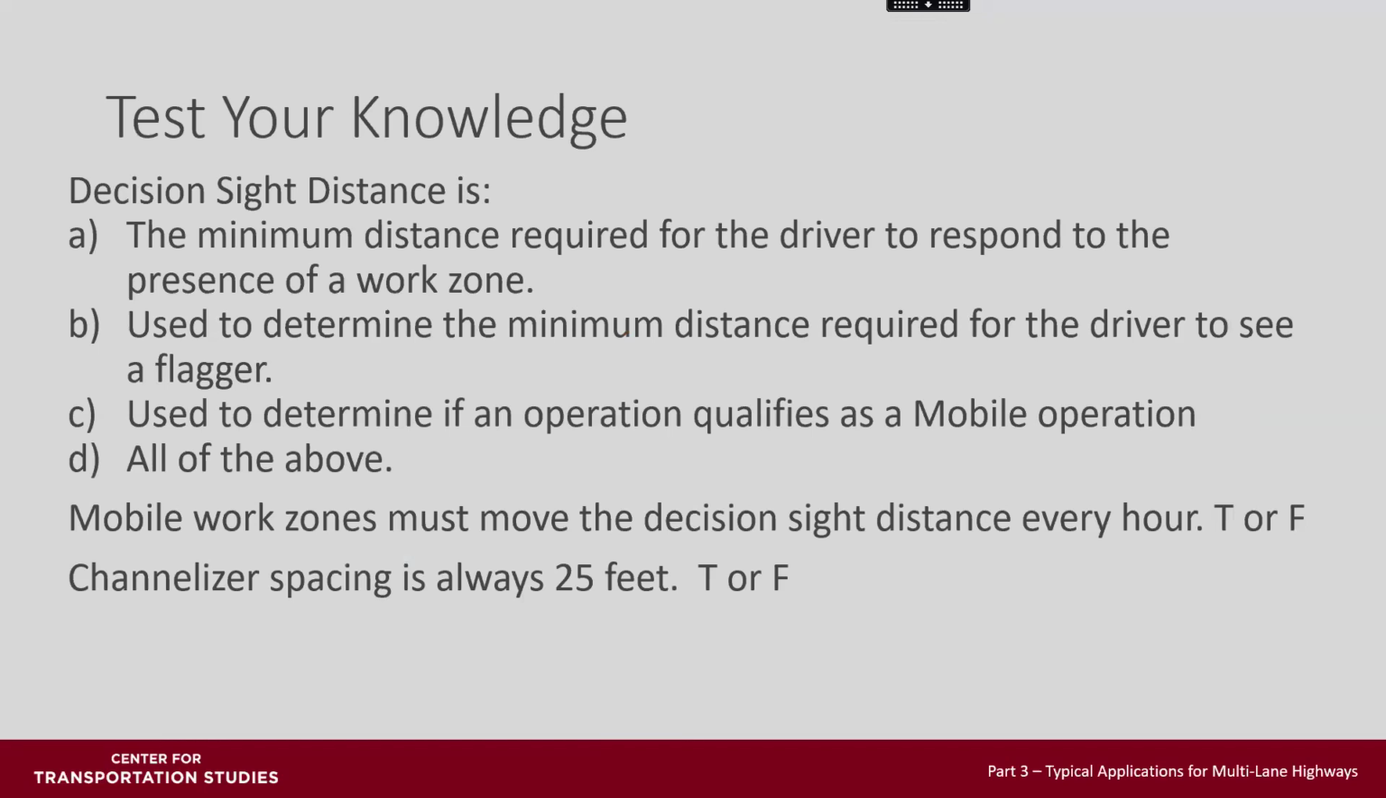Let's take a second just to test what we've gone through. Decision sight distance is the minimum distance required for the driver to respond to the presence of a work zone, used to determine the minimum distance required for the driver to see a flagger, and used to determine if an operation qualifies as a mobile operation. All of the above is true. Mobile work zones must move the decision sight distance every hour. That is false. They must move the decision sight distance every 15 minutes.